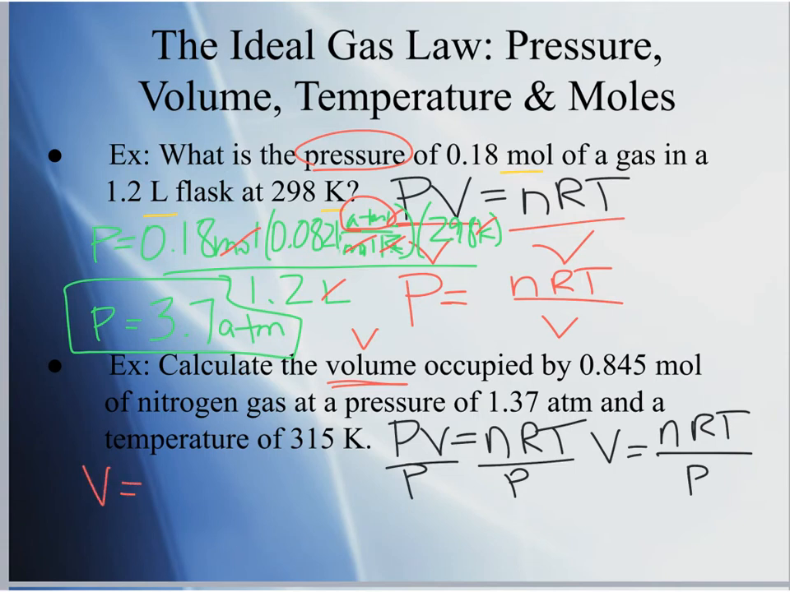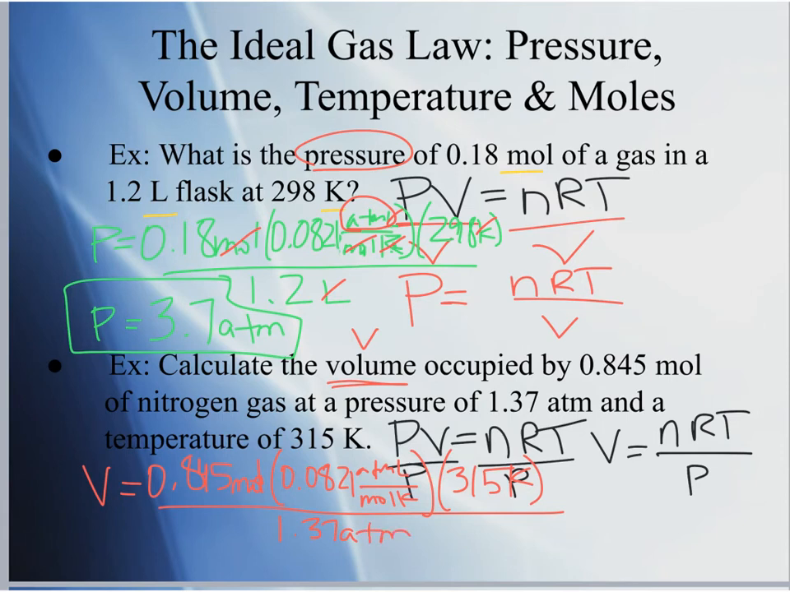So n is 0.845 moles. Then we've got R, that's 0.0821 atmosphere liters over mole Kelvin. And then we have our temperature, 315 Kelvin. So far everything's in the right units. Good. And then we're going to divide by our pressure, 1.37 atmospheres, which again is in the right unit.